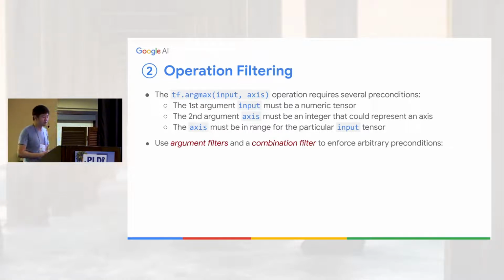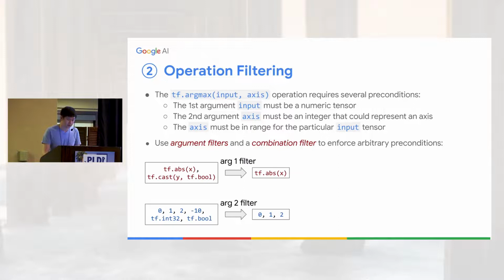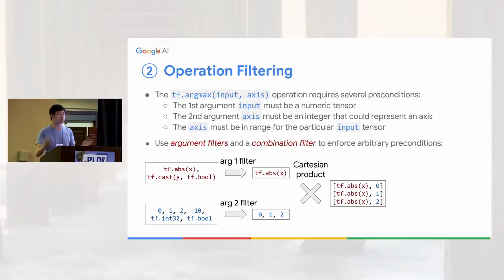We enforce these preconditions using argument filters and combination filters, which are predicate functions implemented in normal Python. The argument filters apply to individual arguments. So, for example, we can remove a Boolean tensor from being considered for the first argument to argmax. After we have a bunch of potential values for each argument, we can take a Cartesian product to get a bunch of argument lists. And then we apply a combination filter to check for the compatibility between those arguments. And in the end, we have argument lists satisfying all of the preconditions.